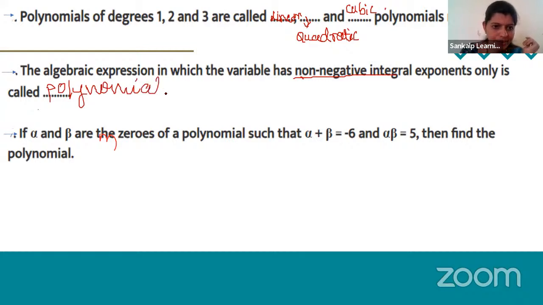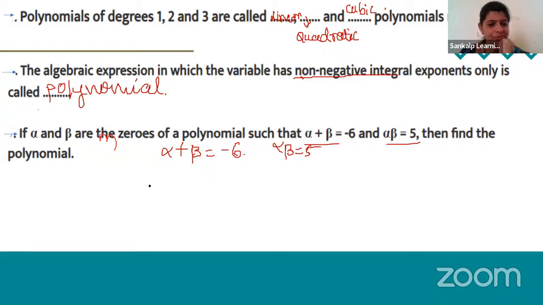Polynomial. If alpha and beta are the zeros of the polynomial such that alpha plus beta is equal to -6 and alpha into beta is equal to 5, then find the polynomial. See, this is also an important question, and this question can be asked for 2 marks, or sometimes 1 mark. Alpha plus beta value they have given, that is -6. Alpha into beta is 5, right? So we need to find out the polynomial. How are you going to find out the polynomial? Yes, my dear children.